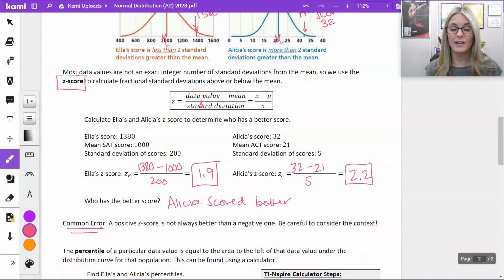Now, do be careful. Always remember your context in your word problems. A higher z-score is not always better than a lower one. Be careful to consider the context. So think about, what if this was a golf game? What if they were playing golf? If you're not familiar with golf, a lower score is better. So always think about that. I'm also going to write here, a higher z-score is not always better than a lower one.